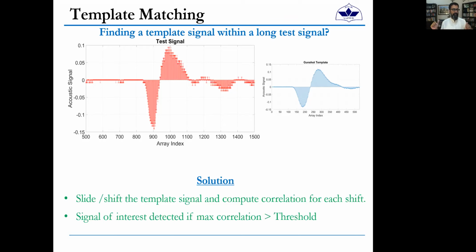template. Okay? So the correlation, what have we talked about so far? Correlation between vectors which have equal length. Now what do we do if we have a long sequence of data? So this is a long sequence of data in which you have to find a short sequence of data. Okay? What do I do here? Can I devise a solution here?